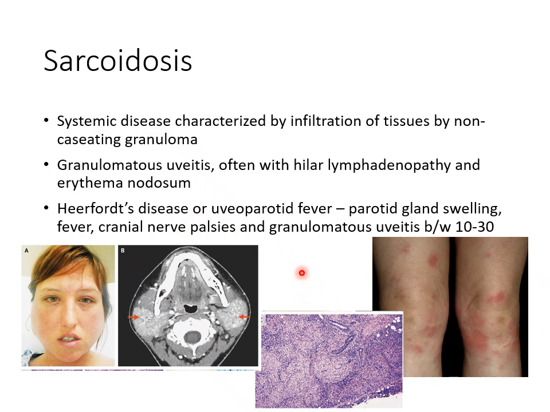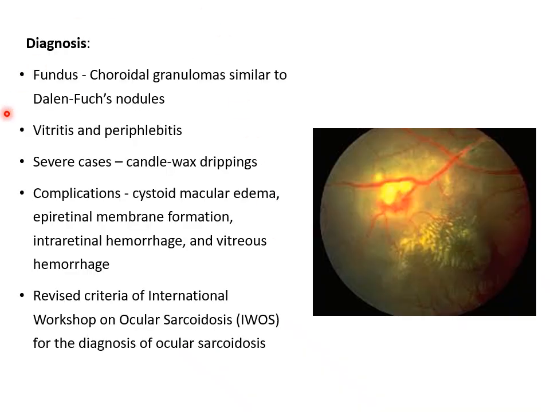There's something known as Heerfordt's disease or uveoparotid fever, where there is parotid gland swelling, cranial nerve palsies, and granulomatous uveitis between the age of 10 to 30 years. Now, coming on to the ophthalmic manifestation, the fundus picture, you will find choroidal granulomas similar to Dalen-Fuchs nodules. I'll show you a picture of Dalen-Fuchs nodules subsequently. And remember, Dalen-Fuchs nodules are not specific for sarcoidosis, okay? They are specific for sympathetic ophthalmitis, but they are also seen in other conditions, one of which is sarcoidosis. They are also seen in VKH disease, right?